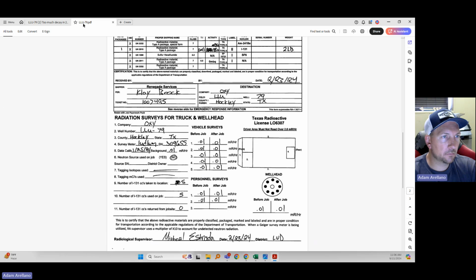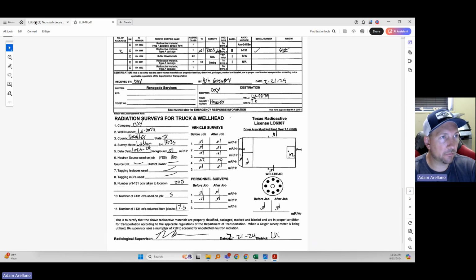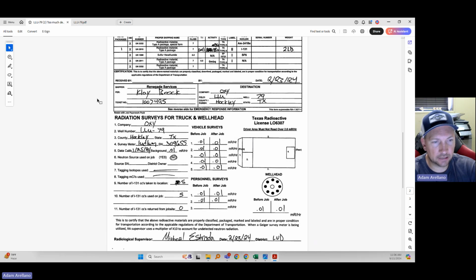So from one day to the next, and you also notice it's two different riggers that were with him, so that could be part of it. But we went from 17 to 5 in 2 days. That's too much decay to be accurate.